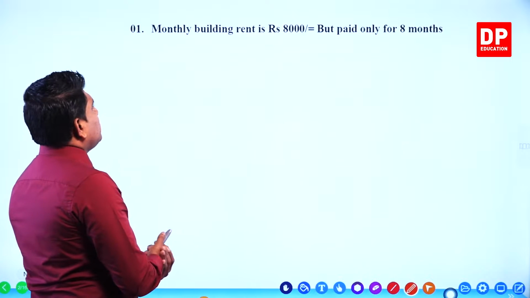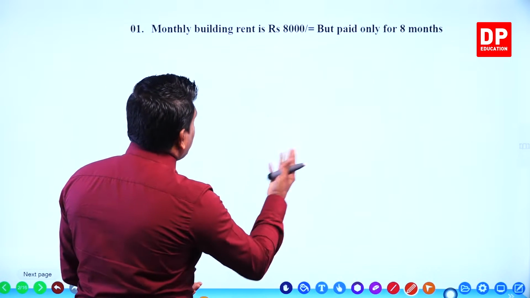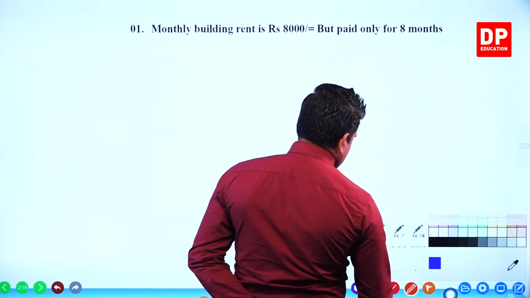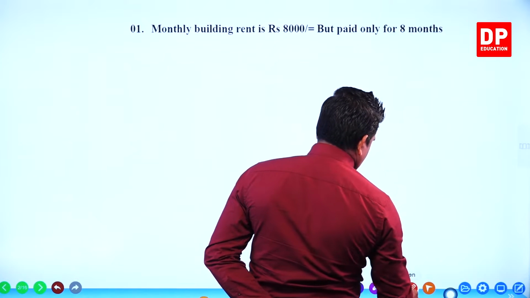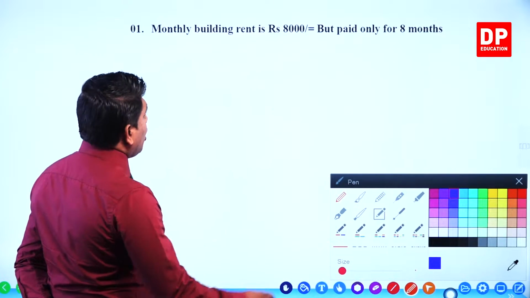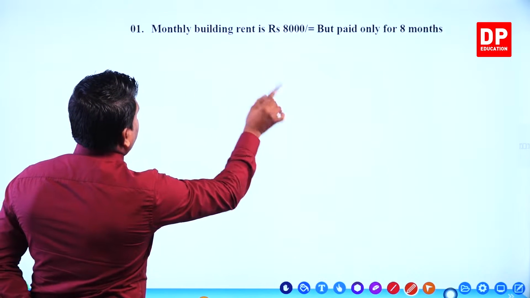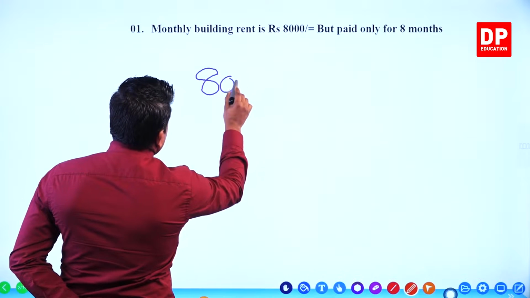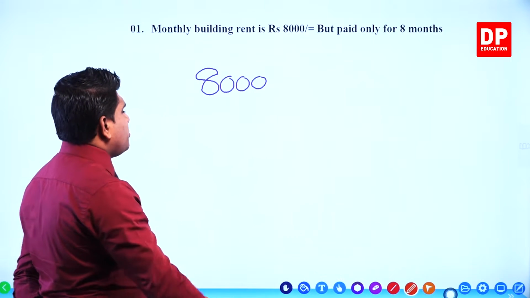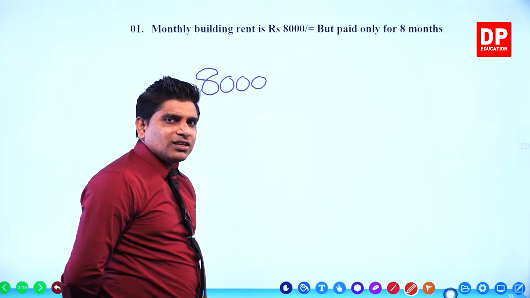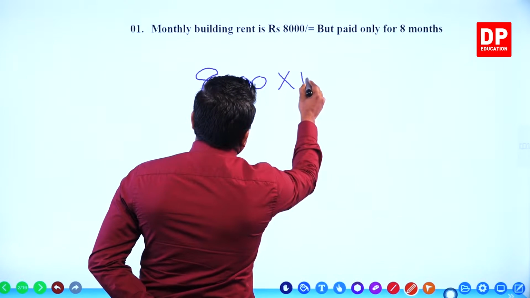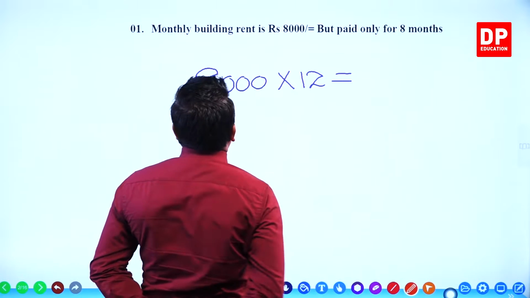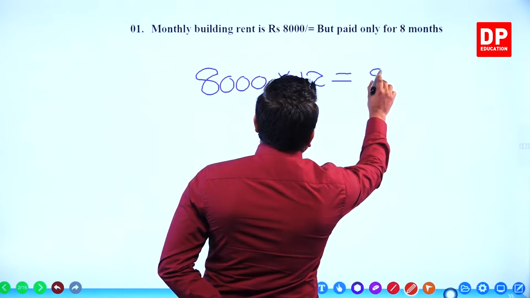Now see here, monthly rent is 8,000 but paid only 8 months. First we have to calculate the total rent expense for the year. Monthly rent is 8,000. How many months are to be paid? Normally 12 months, no? Then 8,000 into 12. Right? Then how much is the annual rent expense? This is an expense, right? Not the income, expense. How much? 96,000.